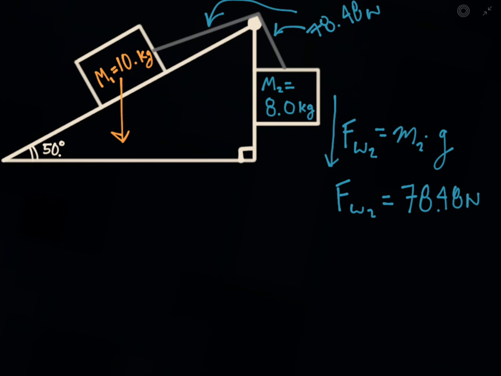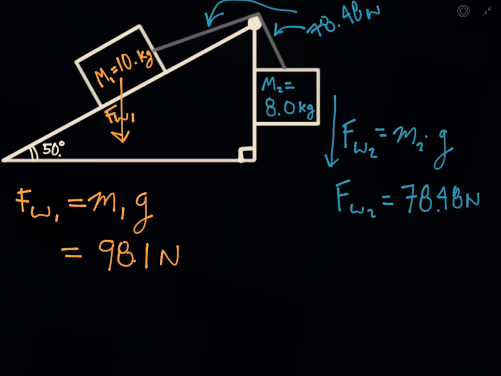So again, this is the force of the weight of object 1. The force of the weight of object 1 is again the mass of object 1 times gravity. The mass of object 1 is 10 kilograms. The gravity acting on it is 9.81 meters per second squared. So we'll say that's 98.1 newtons, and that's again acting straight down. But we're not done.